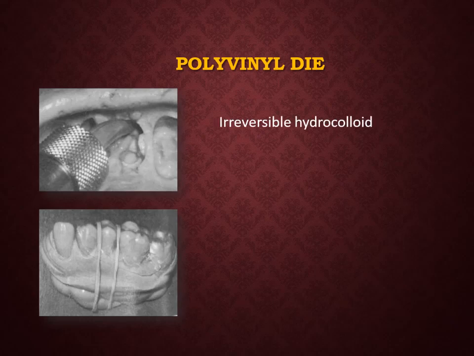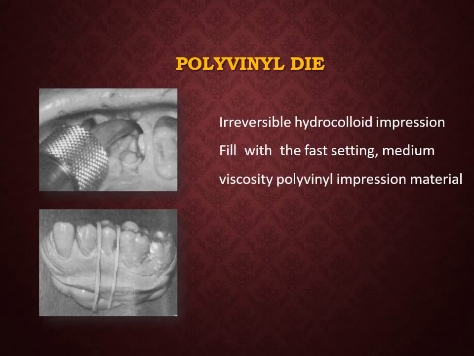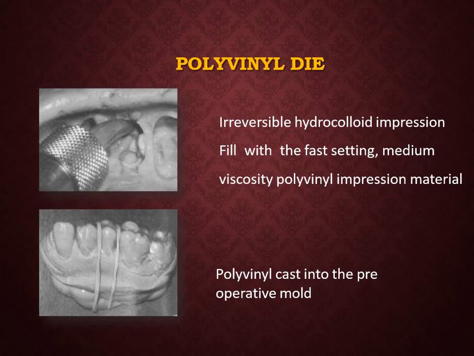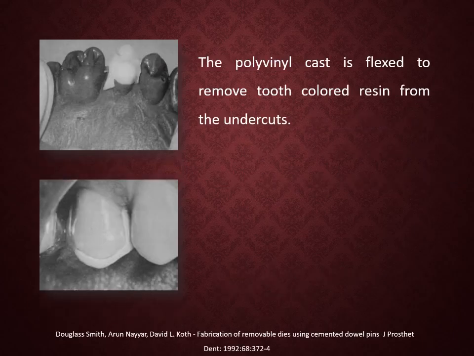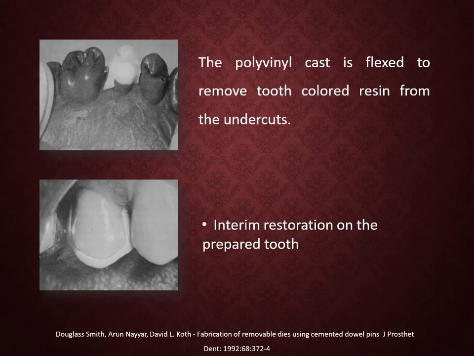Polyvinyl dye. An irreversible hydrocolloid impression is filled with a fast setting, medium viscosity polyvinyl impression material. The polyvinyl is cast into the preoperative mold. The polyvinyl cast is flexed to remove tooth-colored resin from the undercuts. Interim restoration on the prepared tooth.